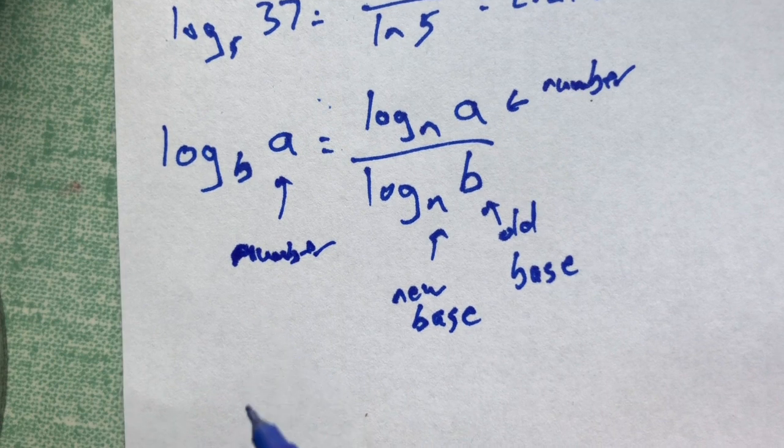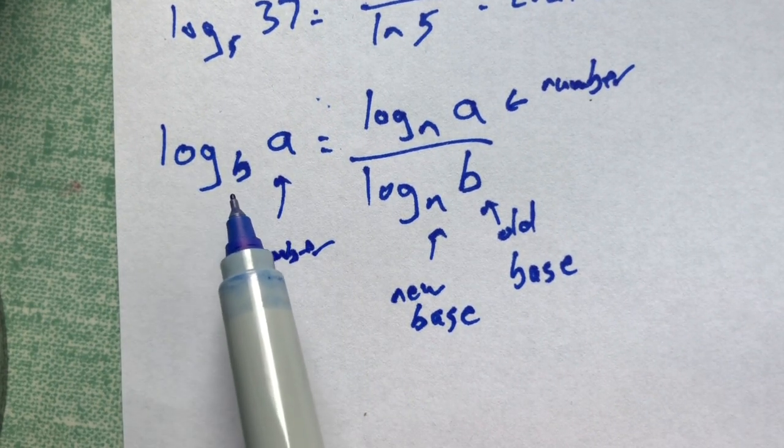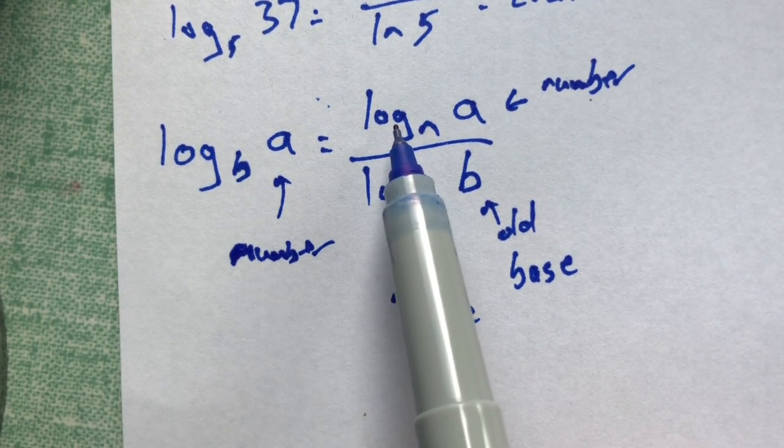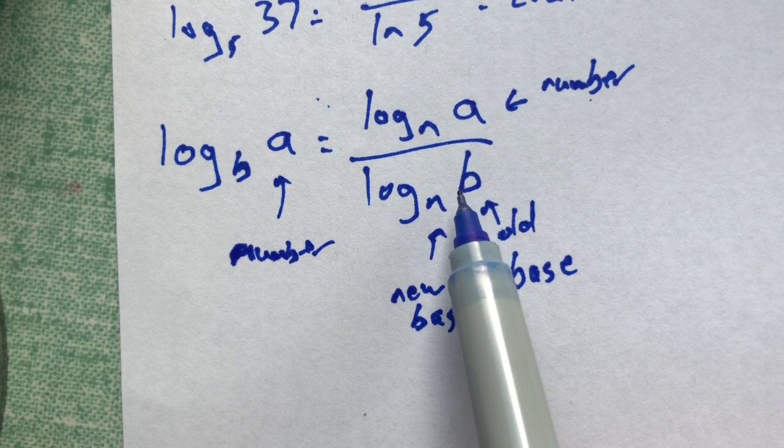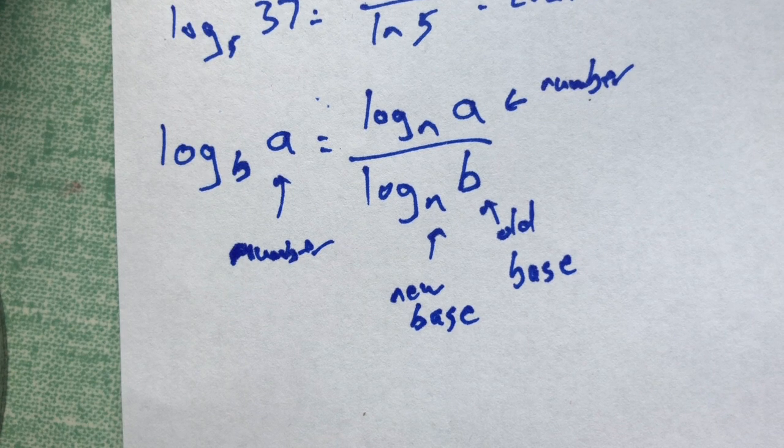It looks complicated. All it is just saying if you want to do the log of a base of some number, you can change the base as long as you divide it by the log of the new base of the old base. Okay, kind of crazy, but it totally works, and it helps you use your calculator to do these things really fast.